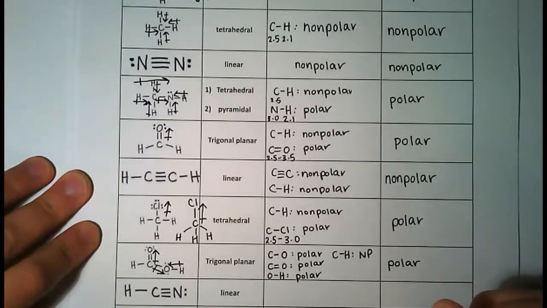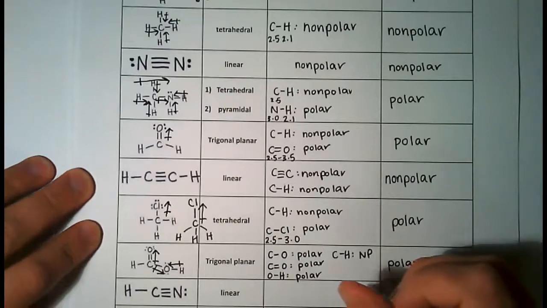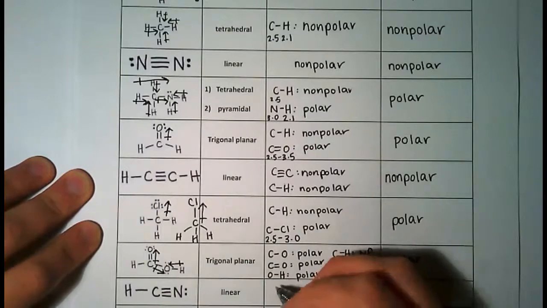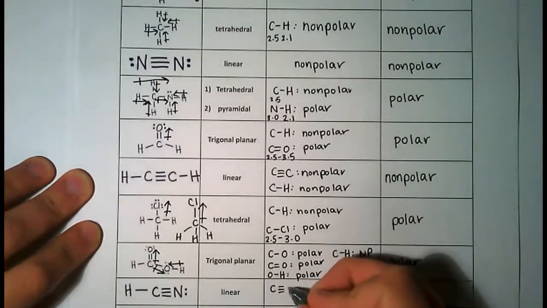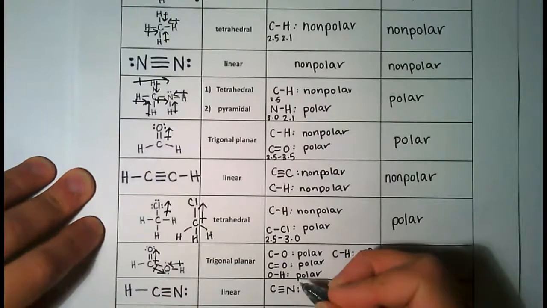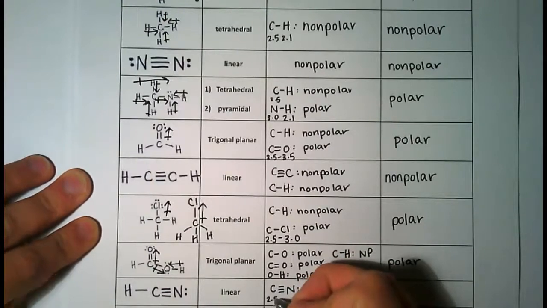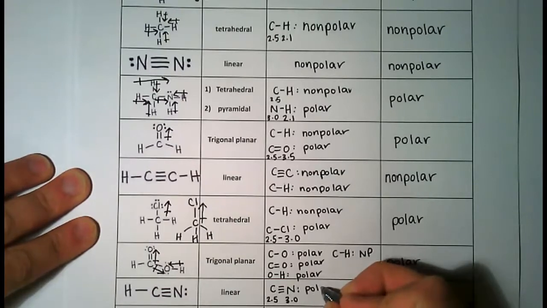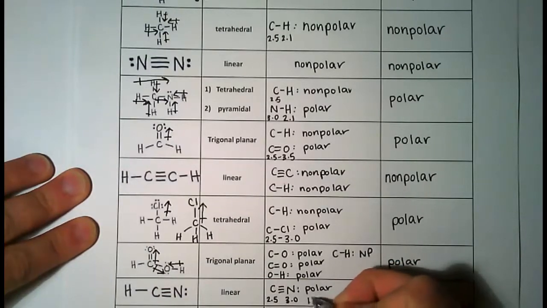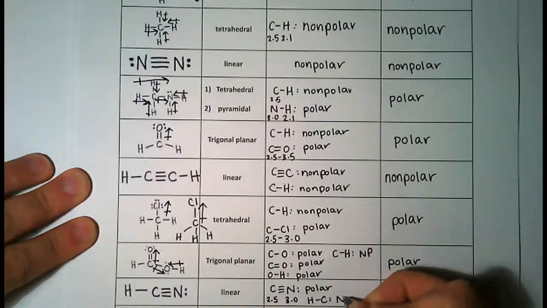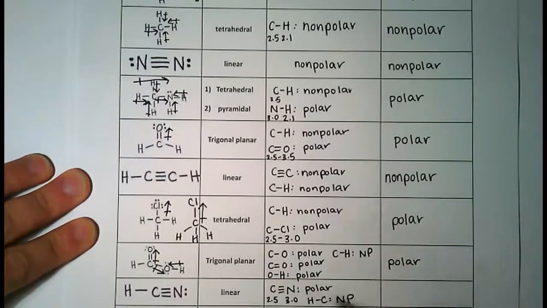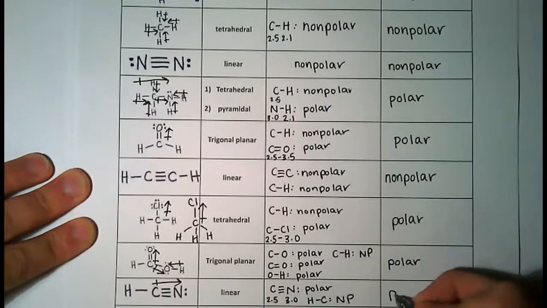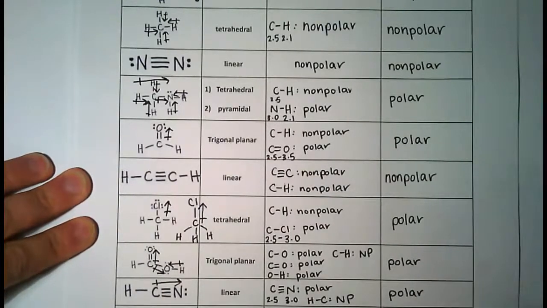Then we have HCN, or cyanic acid. So we have our CN bond with triple bond, carbon being 2.5, and nitrogen being 3.0, so this is a polar bond. And then we have H and C, which we know is a nonpolar bond. But since the electron density is being drawn towards the nitrogen, this will be a polar molecule.